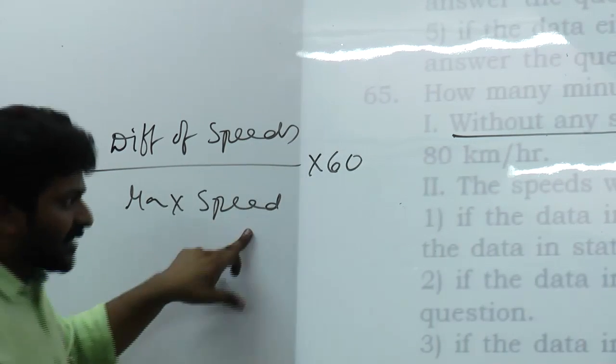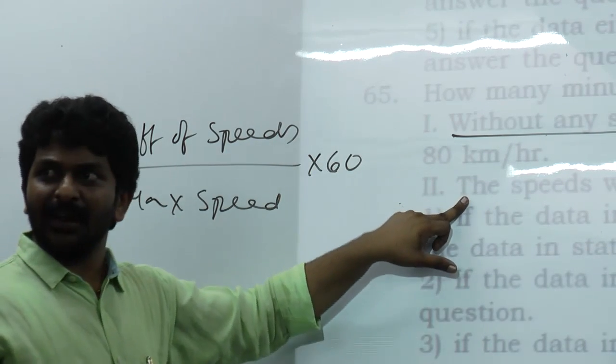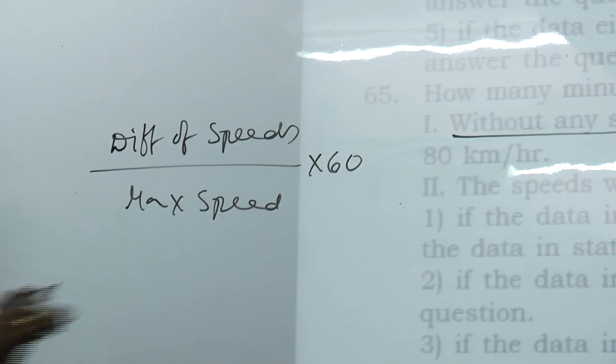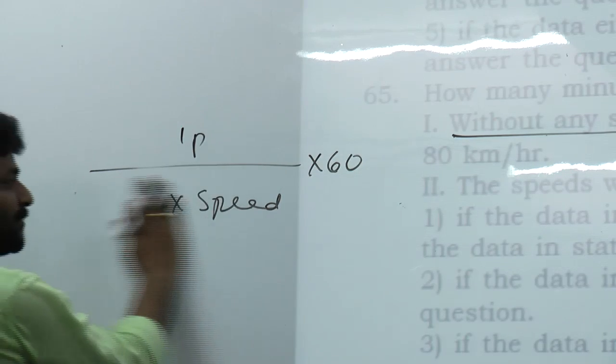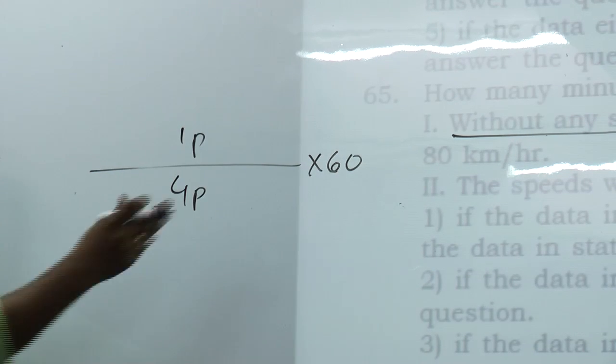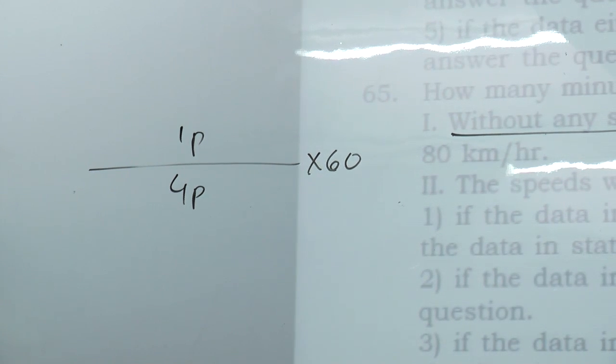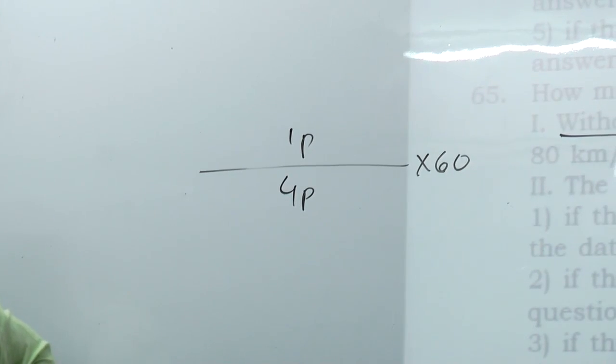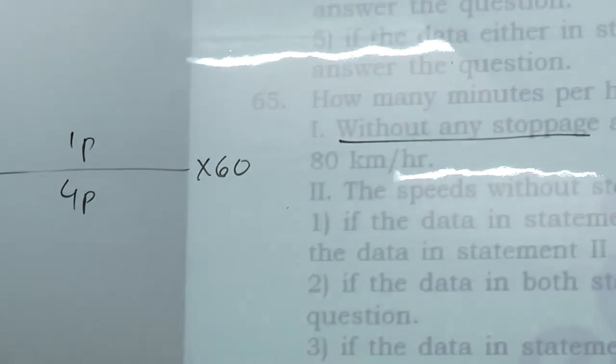Right? For this, I need only the second one, right? The speeds ratio is given as 4:3. 4 parts and then 3 parts. Difference is 1 part. Maximum speed is 4 parts, into 60. 1 by 4 into 60, 15. Done. 2 alone is sufficient. You don't need 1. Using the ratio you can calculate your answer. Yes or no? Next.